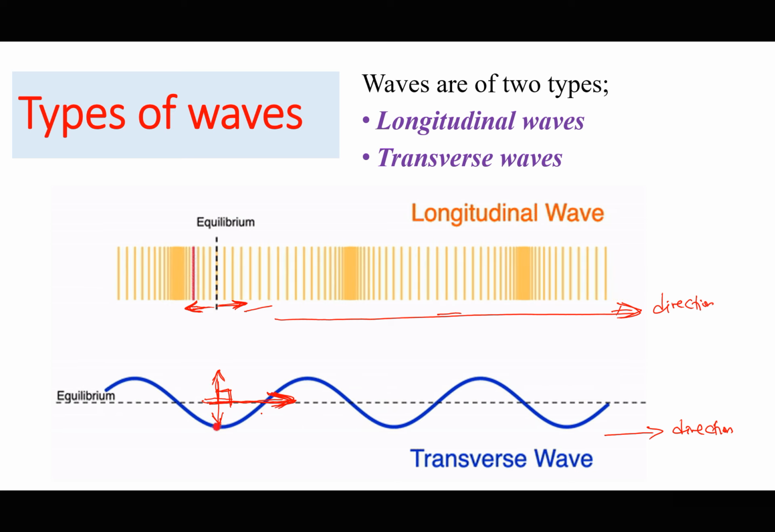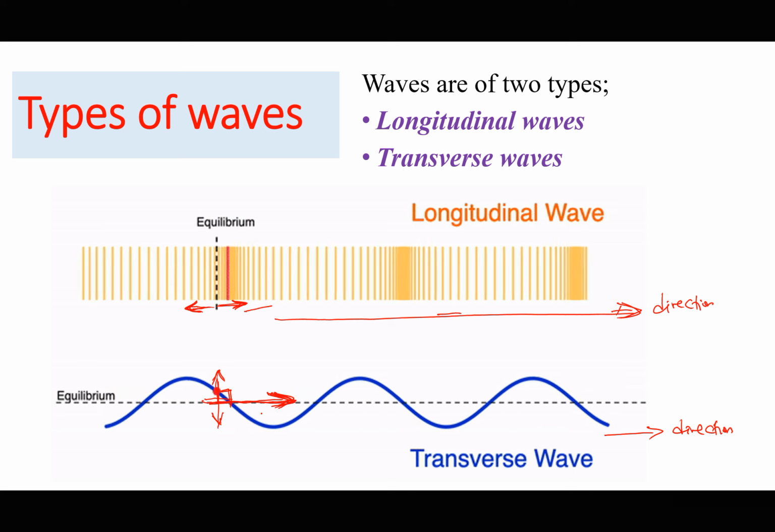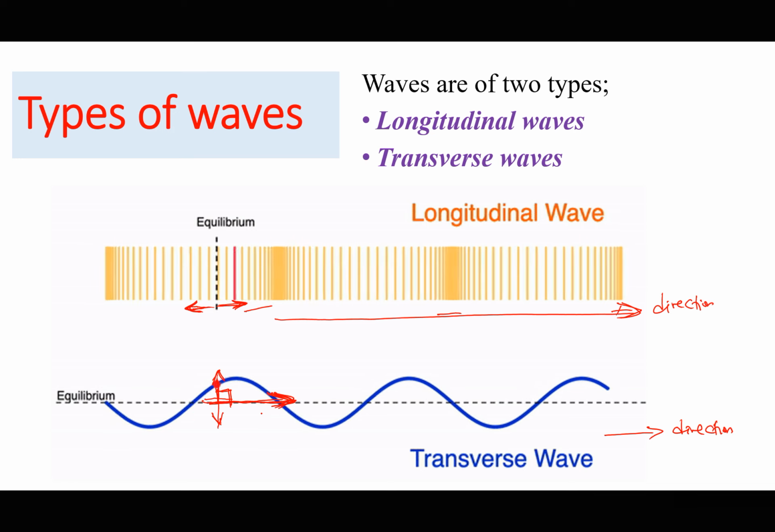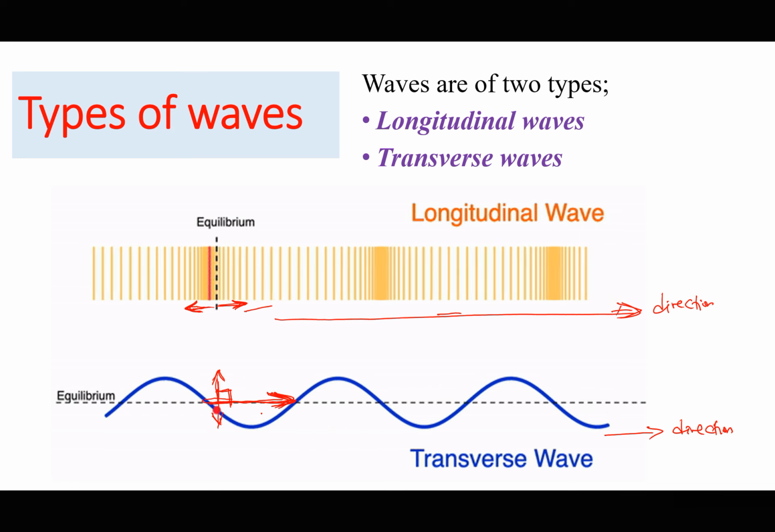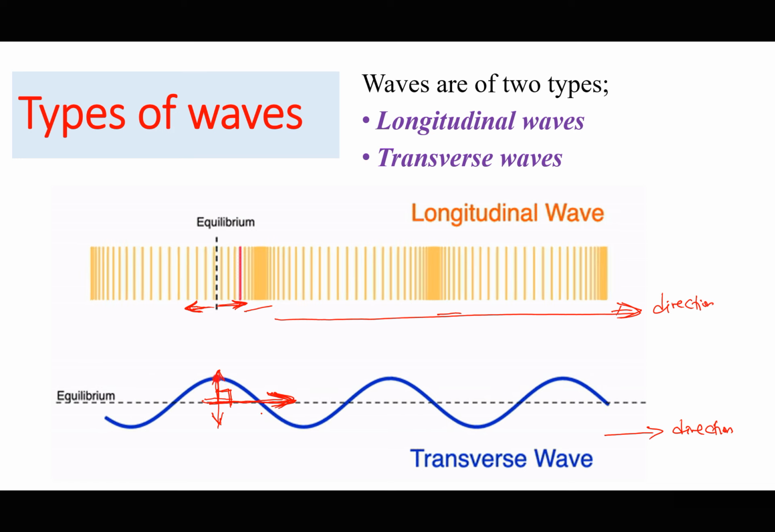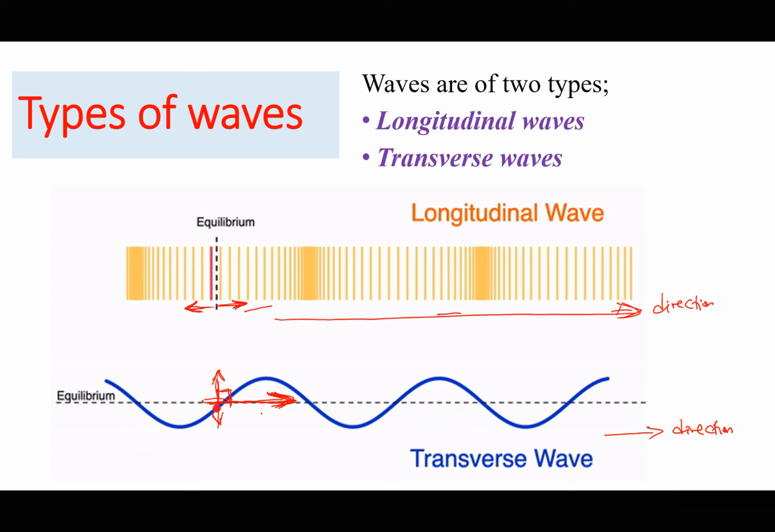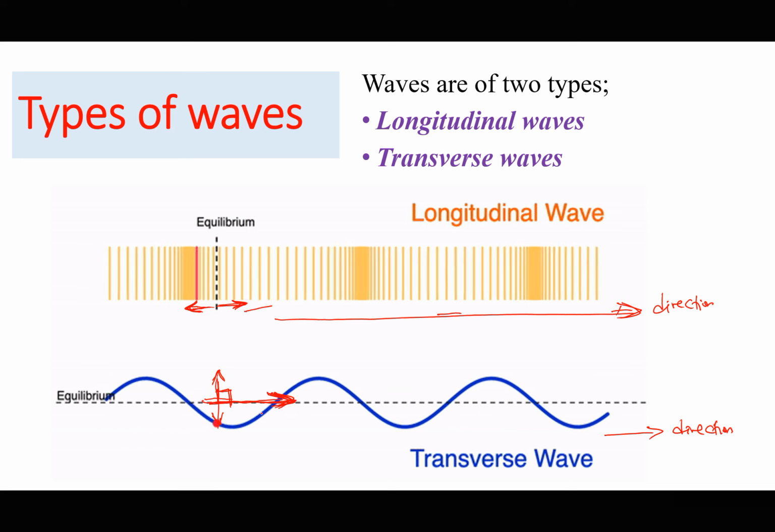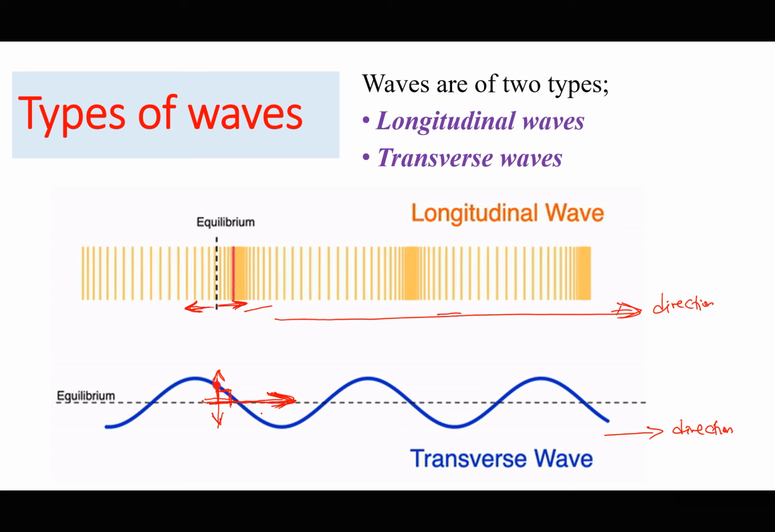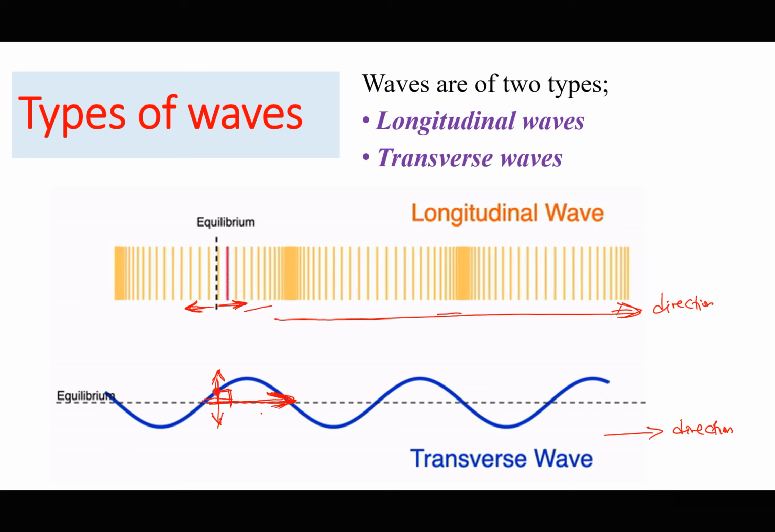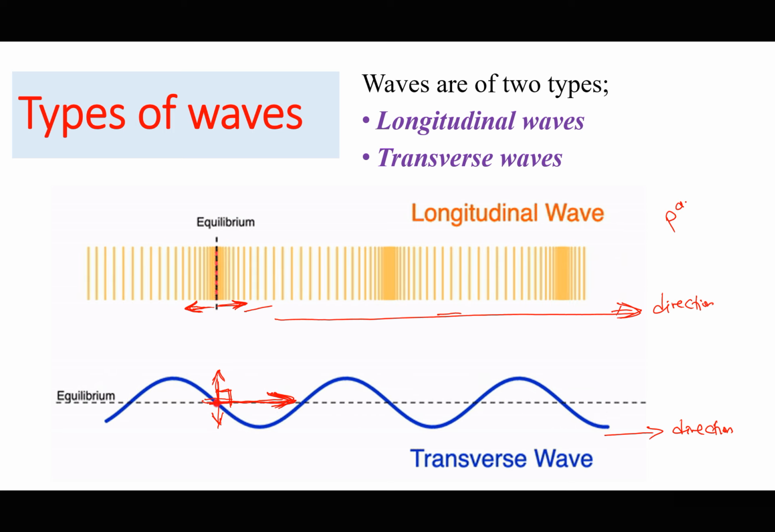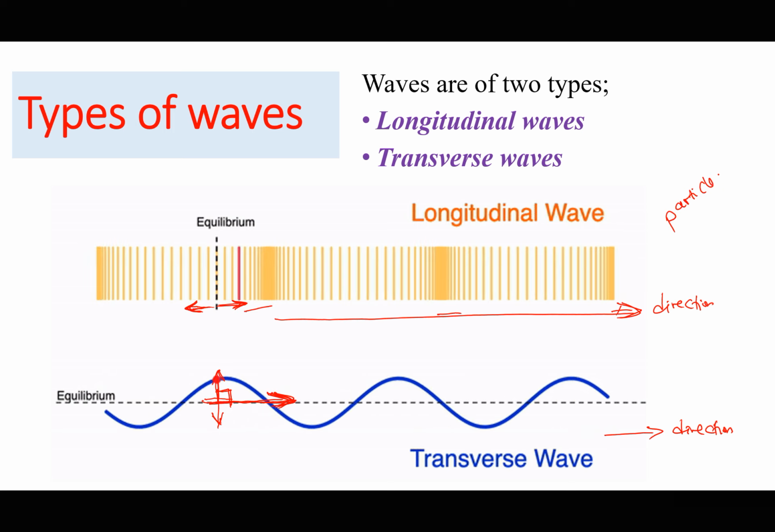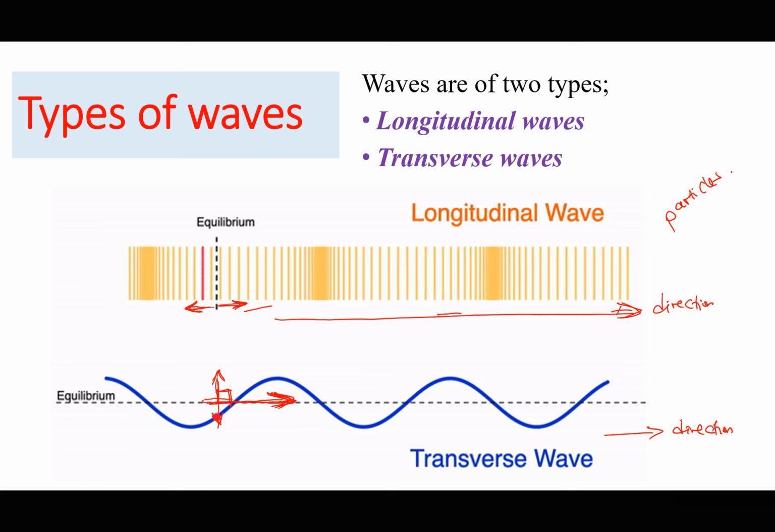So what is therefore the difference? For a longitudinal wave, the particles vibrate parallel to the direction of propagation of energy. And for a transverse wave, the particles vibrate perpendicular to the direction of propagation of energy. In both cases, I'm mentioning particle or particles. It is the particles which are vibrating in this case.